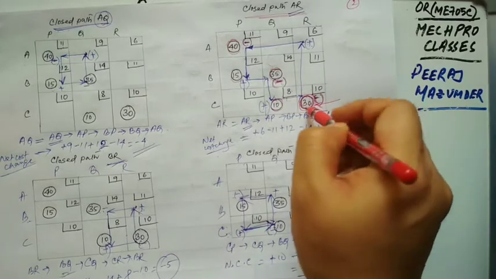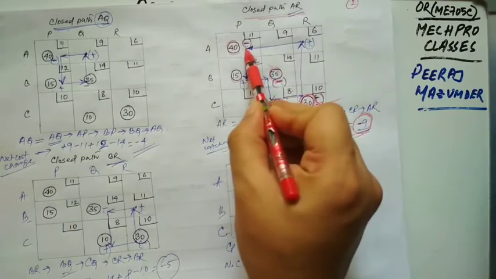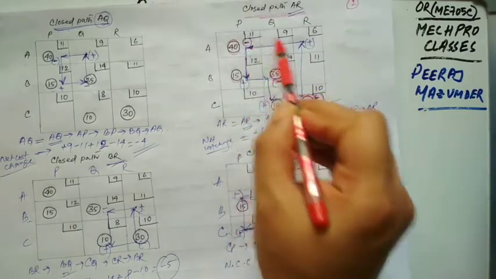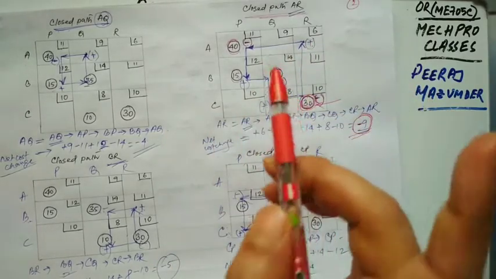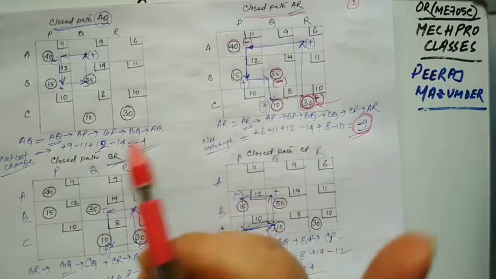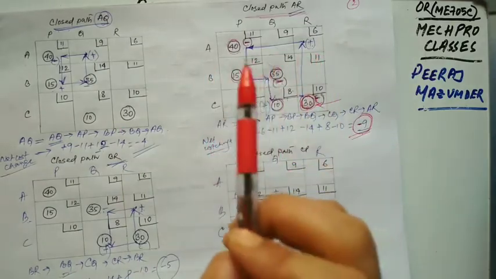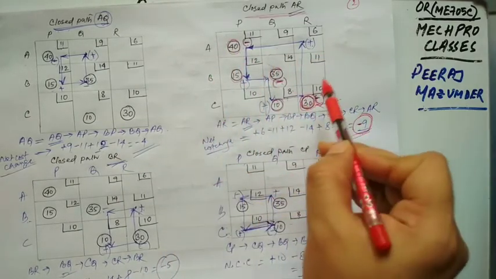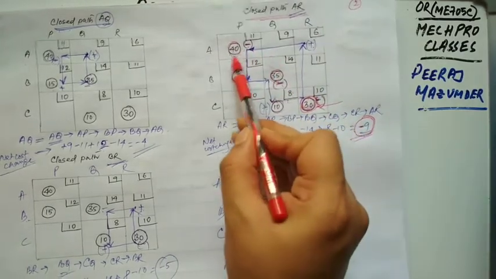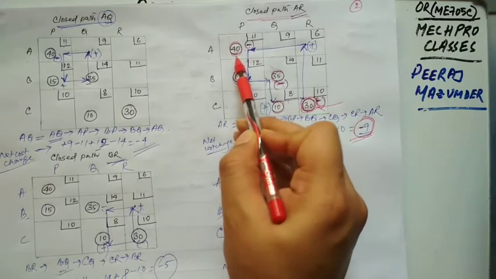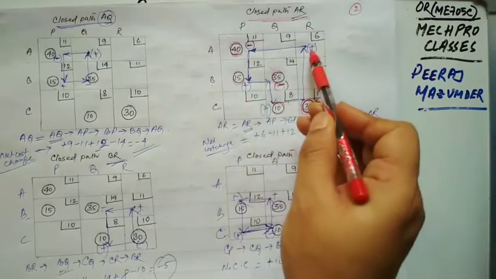You have to subtract this number 30 from the negative cells, and you have to add 30 to the positive ones, just like the Modi method. If you haven't watched the Modi method, I suggest you first watch the Modi method or UV method. I have already done a video on it, so you will have a clear understanding of that also. So you subtract 30 from these allocated values only, not these values. Next you have to add 30 to the positive valued cells, these ones.